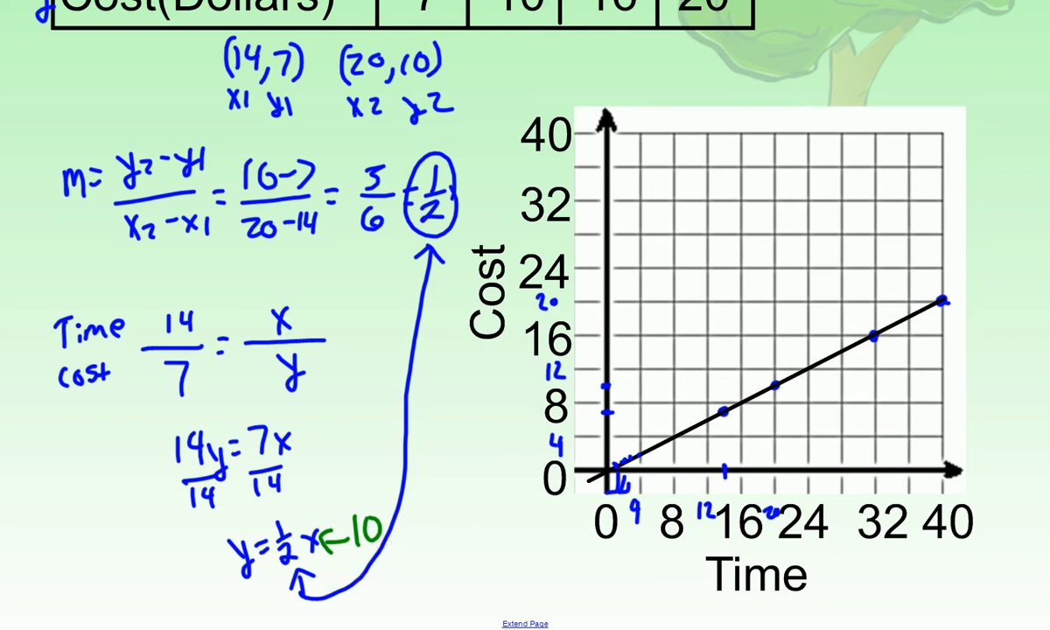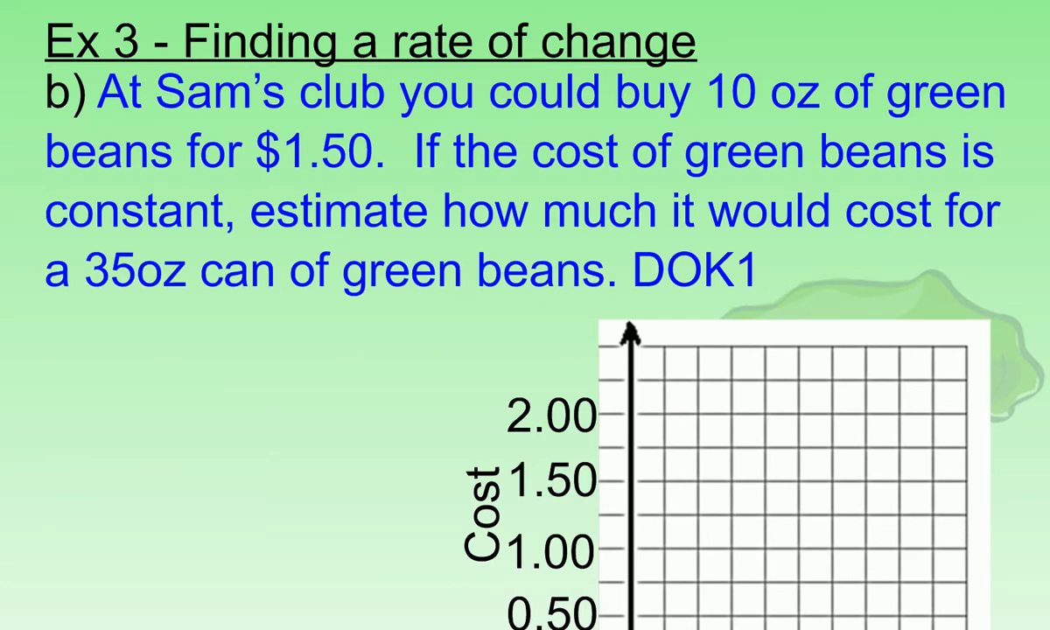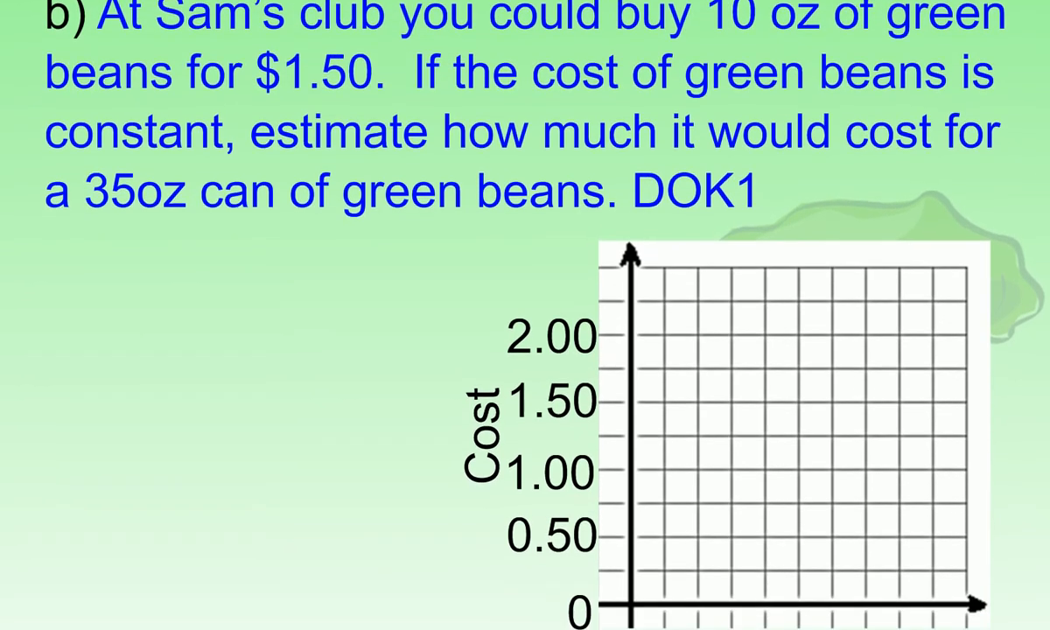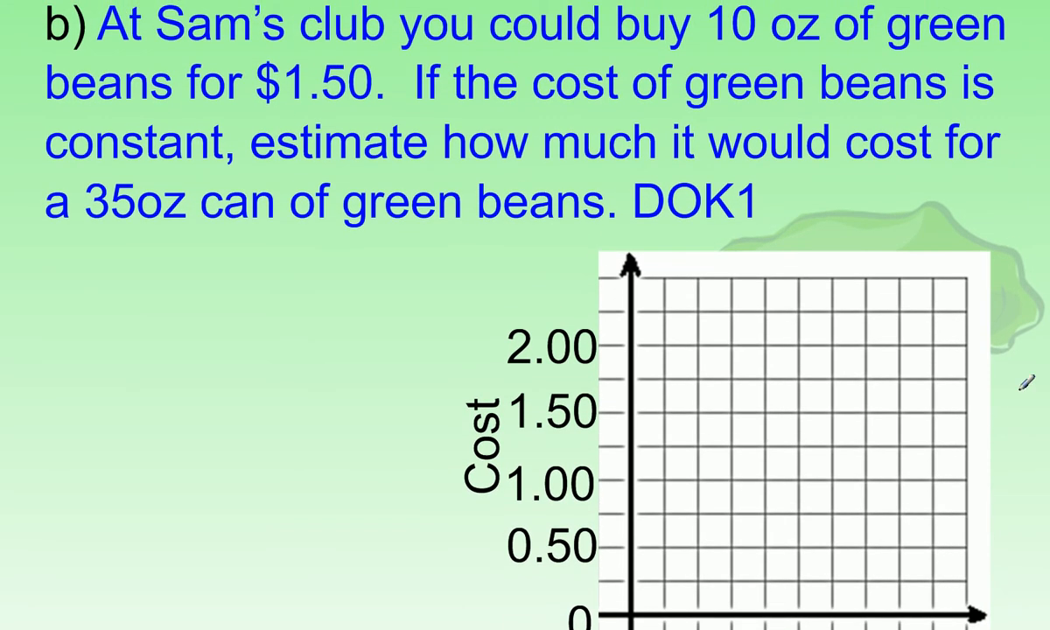All right, let's see another example. Now this one I'm going to have you do mostly on your own. It says, at Sam's Club, you could buy 10 ounces of green beans for $1.50. If the cost of green beans is constant, which means proportional, estimate how much it would cost for a 35-ounce can of green beans. And I give you a graph space here. So go ahead, make a table, graph it, go ahead and do the problem. When you're ready to continue, hit play, and we'll go through it together.